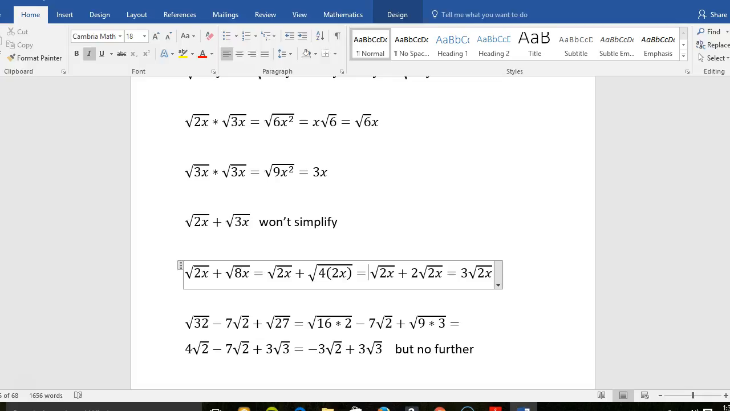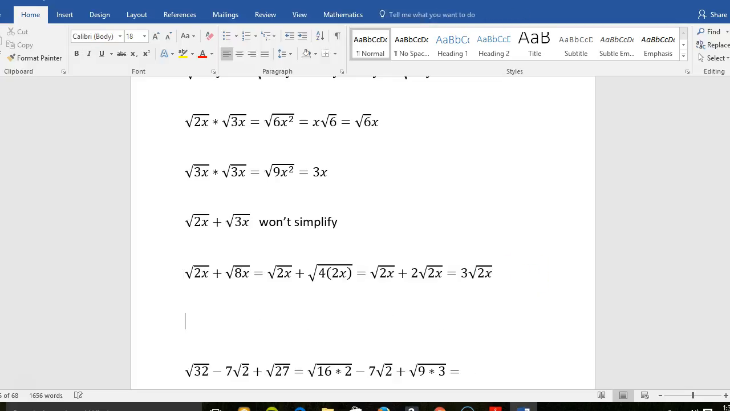But anyway, if you have 8 radical 2x plus 7 radical 2x, that would be 15 radical 2x. You can add them like variables. If they're like terms, you can add them like terms. I don't see any harm. Let me just go ahead and do something similar to that.